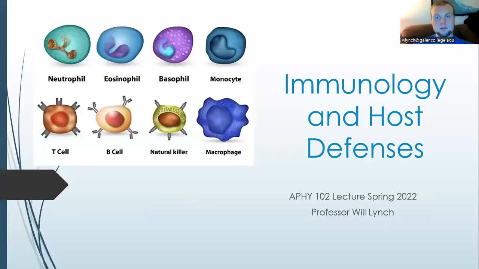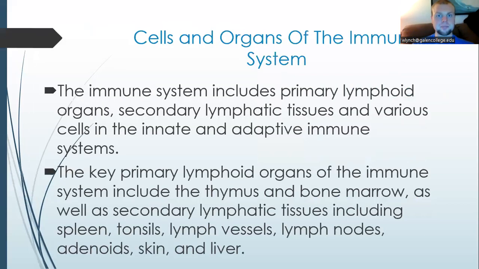So for our immunological concepts, we look at the types of cells that are there and the types of organs that are going to assist with their function. So what we're going to be doing here, right? Cells and organs. We have the immune system. It is going to contain primary lymphoid organs, such as the spleen and the thymus, secondary lymphatic tissues, and various cells of the innate and adaptive immune systems.